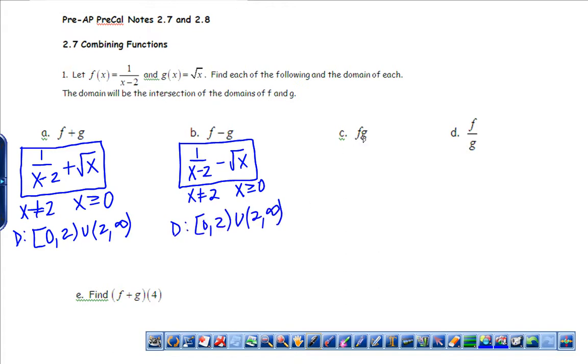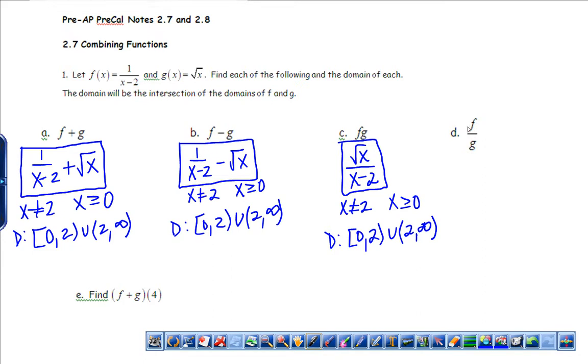Right here, this means I'm going to multiply. So if I multiply, then I get the square root of x over x minus 2. Okay, because this is on the bottom, x still cannot equal 2. I still need to worry about this function right here because I've got a square root, so x still cannot be less than 0. It looks like my domain is still staying the same.